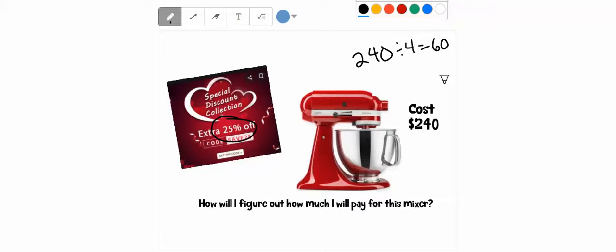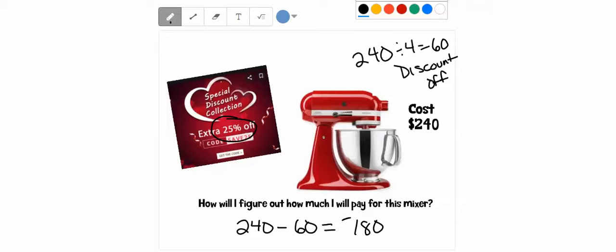That's not how much I'm paying for it. That's actually how much my discount is, how much I'm going to get off. So now I need to go back and take the original number, and subtract my discount. My discount was $60. So I'm going to end up paying $180 for that, which is a good deal. All right, so why don't you go ahead then.